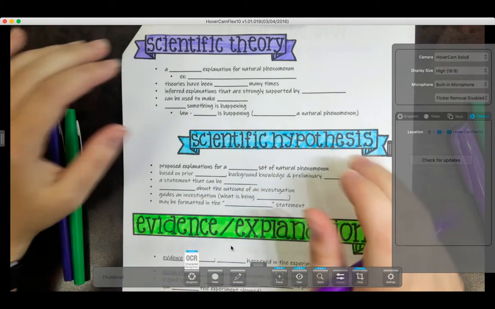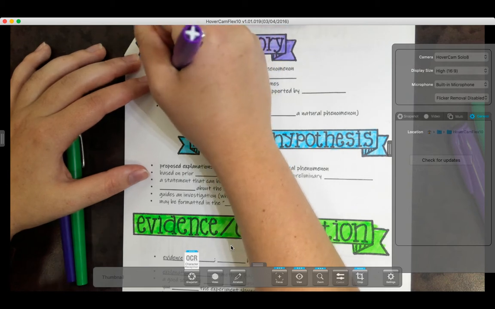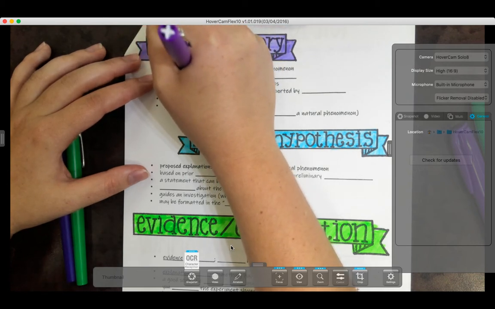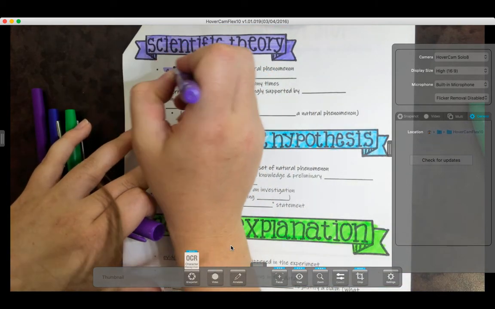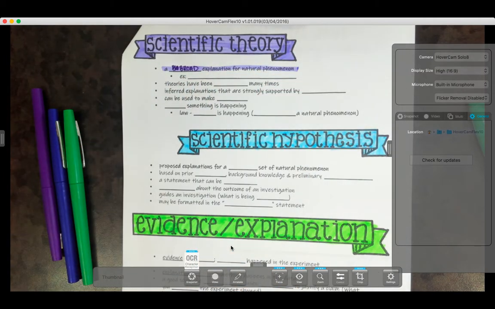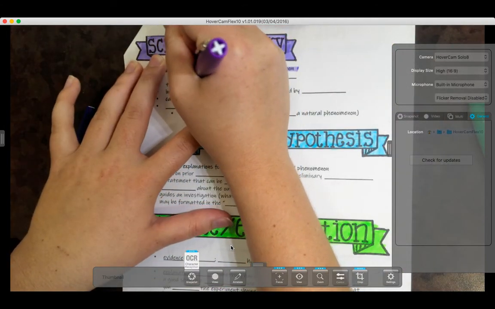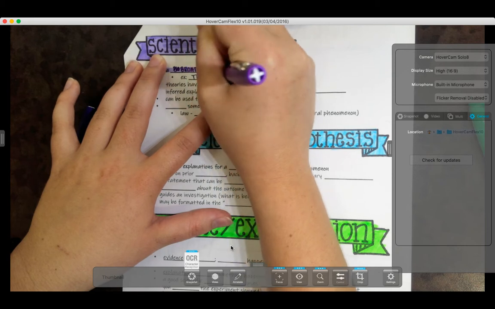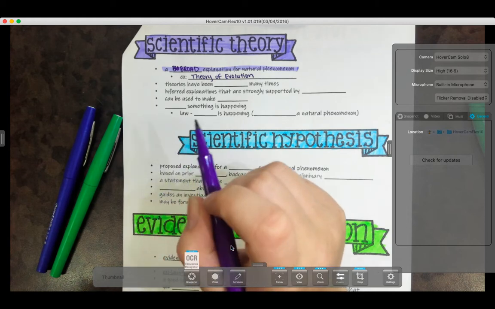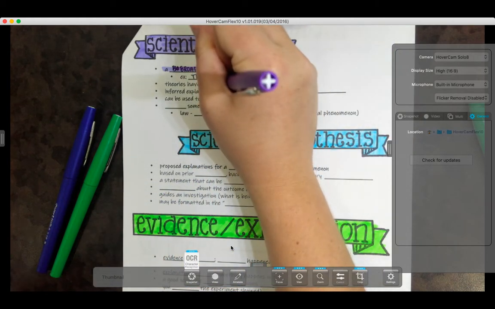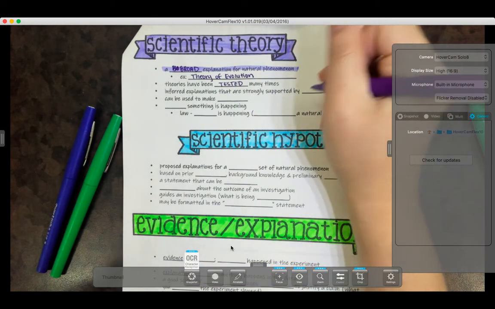A scientific theory is a broad explanation for a natural phenomenon. And that's our definition: broad explanation for a natural phenomenon. Some examples of scientific theories would include things like the theory of evolution. Theories often have been tested many times, and they are inferred explanations that are strongly supported by evidence.